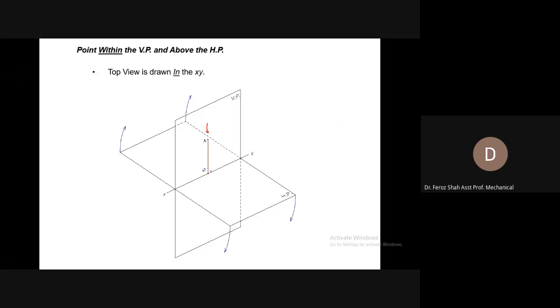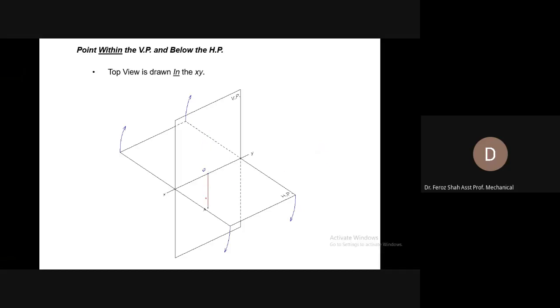Now, rotation will not change the position of this top view because there is no distance to be rotated, as it is at the origin or common line. So rotation will not change its position. So the top view is coming within the XY reference line when the point is within the vertical plane. So its top view will be within the XY reference line if the point is within the vertical plane.